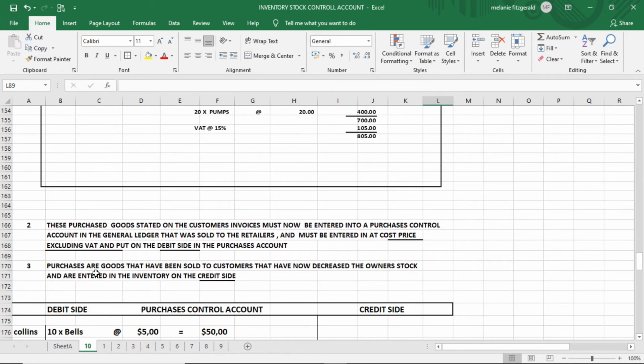The purchases are goods that have been sold to customers that have now decreased the owner's stock and are entered in the inventory on the credit side. Sorry, on the credit side.